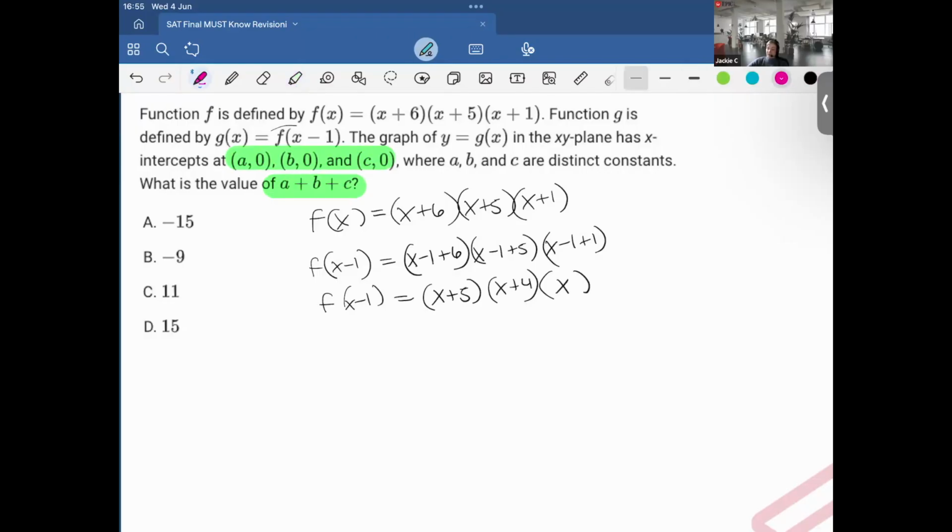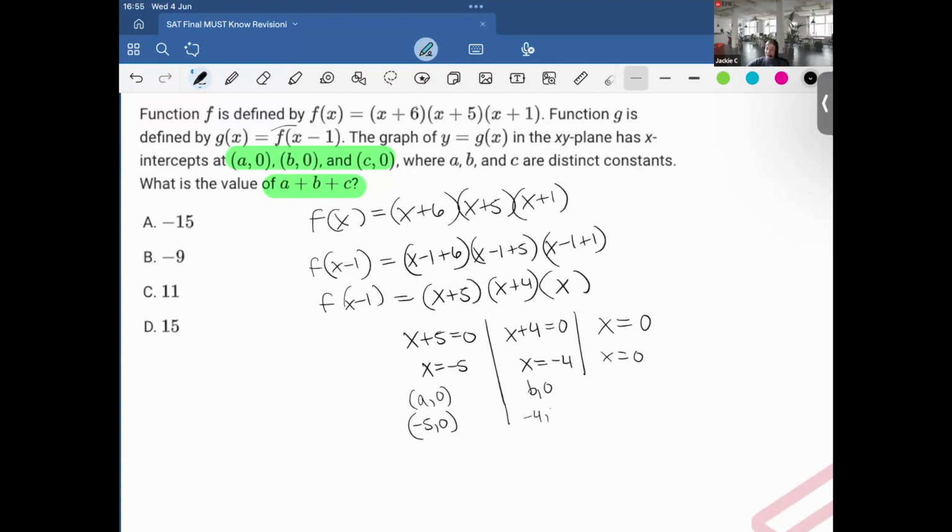Okay, so technically we would have to set each of these equal to 0. In this case already x is equal to 0. So x equals -5 and x is equal to -4 and x equals 0. And that would be like in regards to a, 0, it's like -5, 0. For b, 0, it doesn't matter what order or which ones are which, just put values in place. So here I can see like a we'll say is -5, b is -4, c is 0.